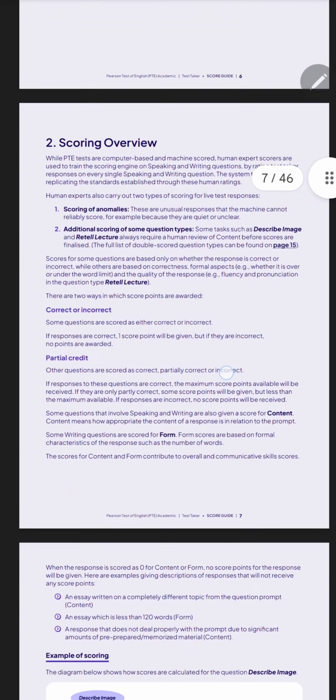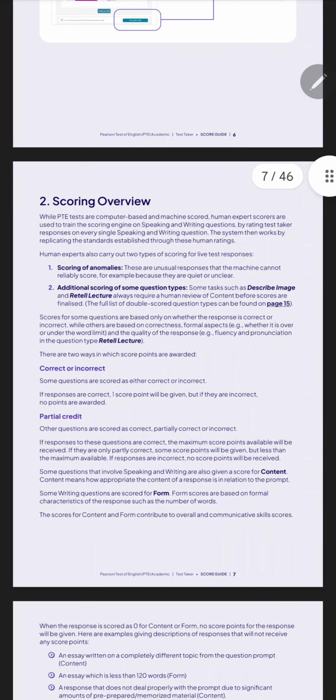Okay, scoring overview. While PTE tests are computer-based and machine-scored, human expert scorers are used to train the scoring engine on speaking and writing questions by rating test taker responses on every single speaking and writing question. The system works by replicating the standards established through these human ratings.